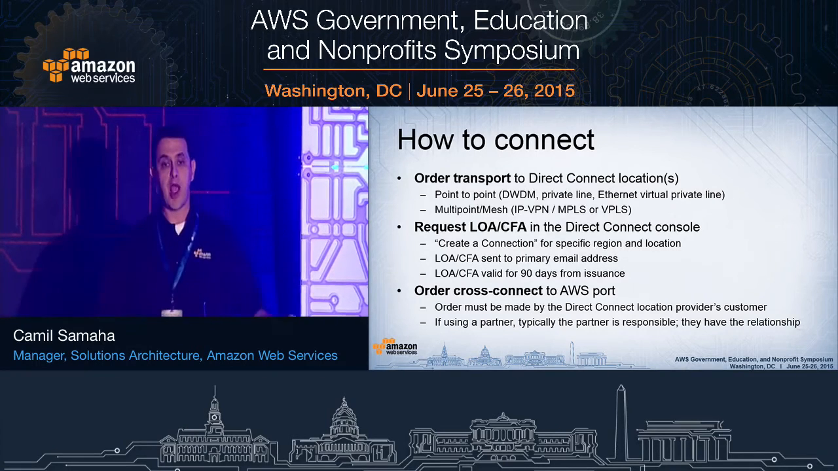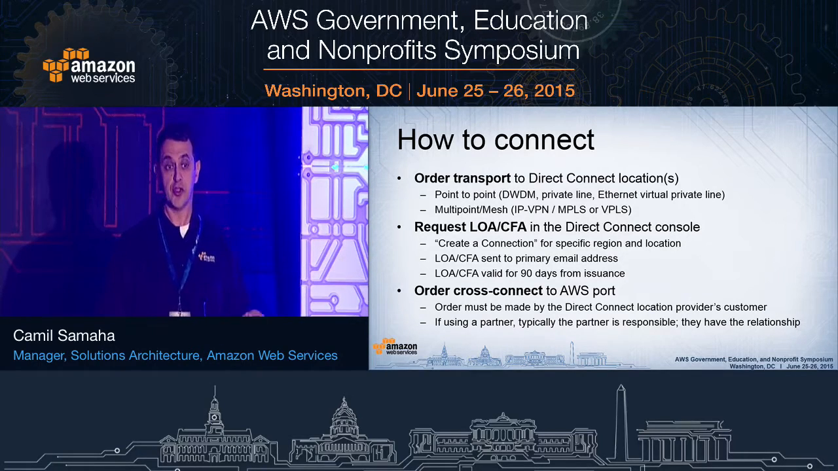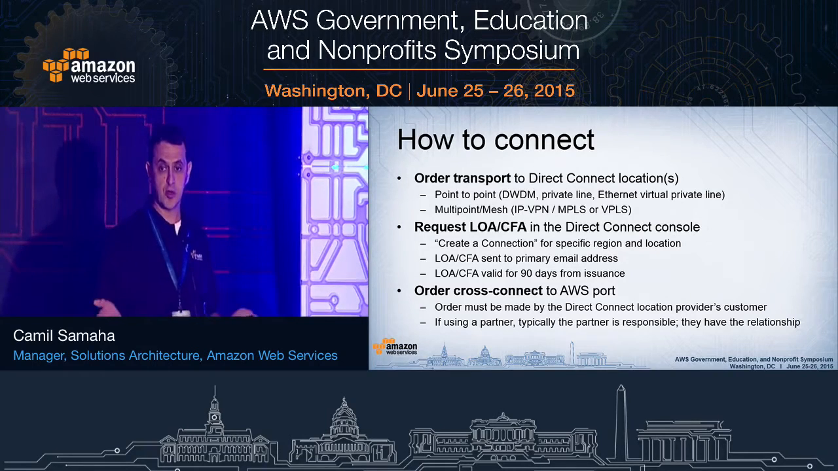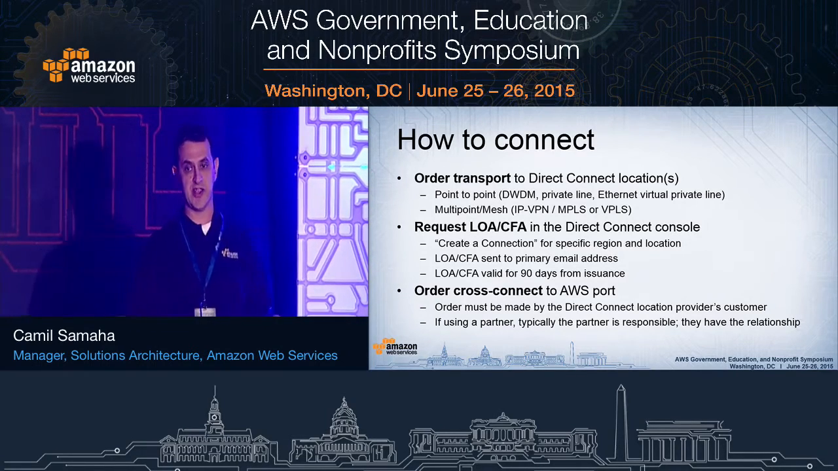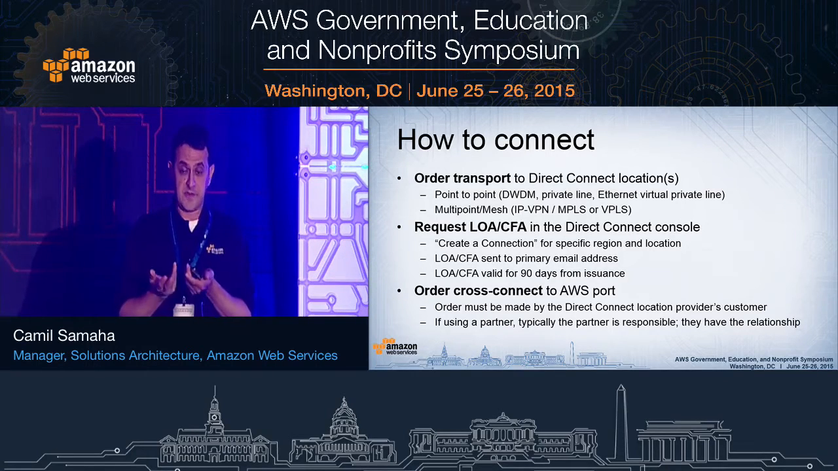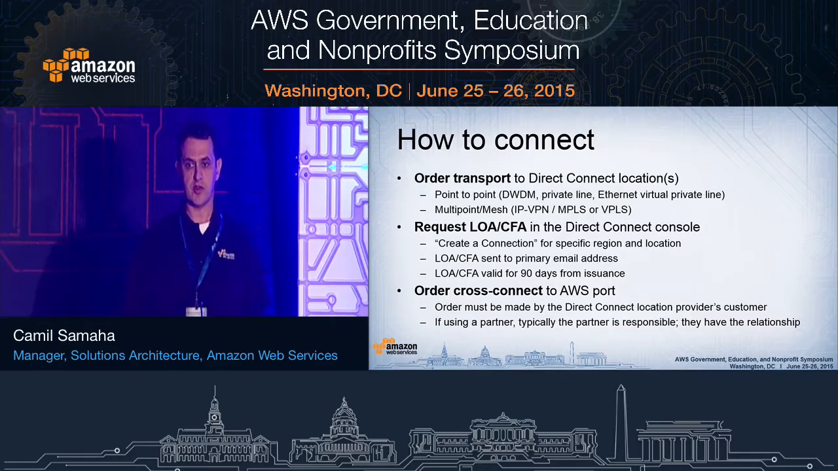So I'm going to go through the basics of how to get a Direct Connect in place. How do you connect to this particular service? So the first task, after selecting the region or the location of your Direct Connect, which is primarily a physical location in a particular geographical area, you need to order the transport into that physical facility so that your data can flow, obviously.